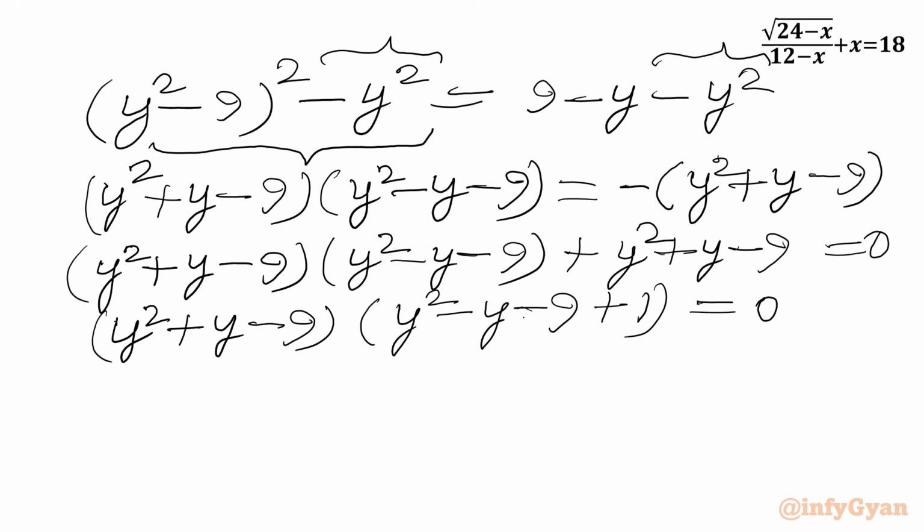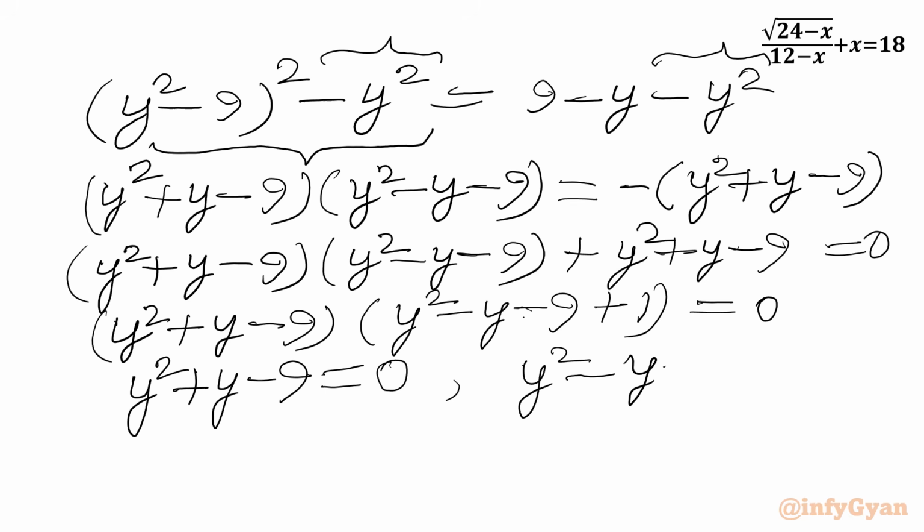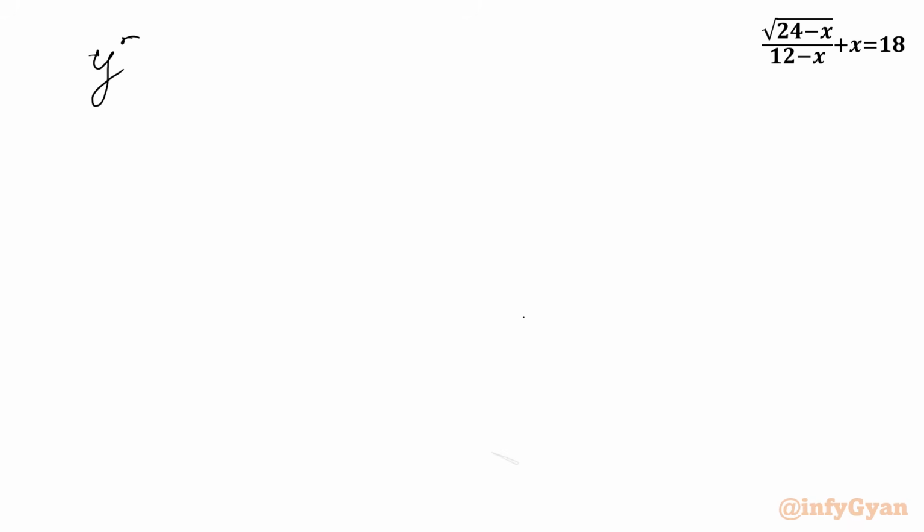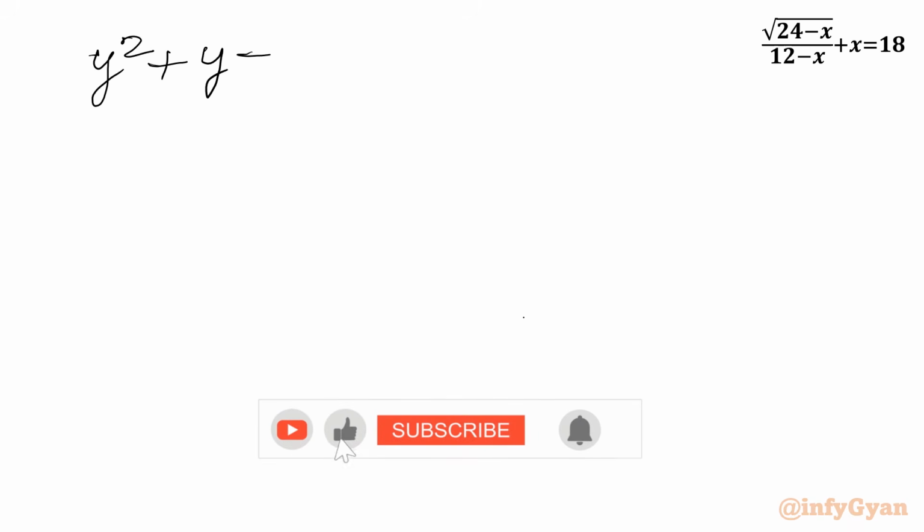equal to 0. Using the product 0 rule, we will get y square plus y minus 9. Either this equation will hold true, or y square minus y minus 8 equal to 0. So we have two quadratic equations which we'll be solving using the quadratic formula. So let us write the first equation first. So we will write y square plus y minus 9 equal to 0.